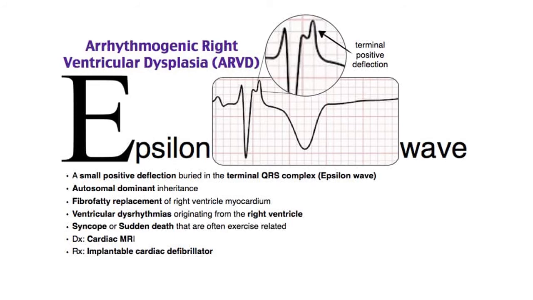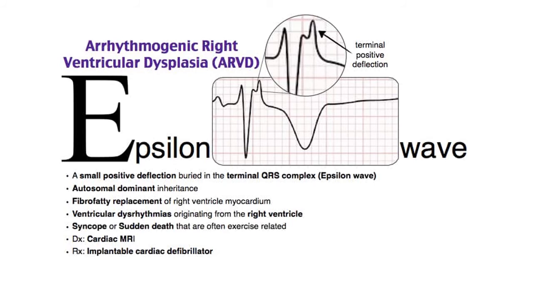Okay, so if you see this in a patient that has palpitations, be very, very suspicious. ARVD is autosomal dominant in inheritance. What happens is the right ventricle myocardium gets replaced by fibrofatty material. And so you get ventricular dysrhythmias that originate in the right ventricle, and syncope and sudden death after exercise-related issues. So if you see this EKG finding, then these patients absolutely do need an ICD.